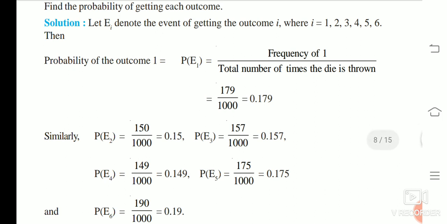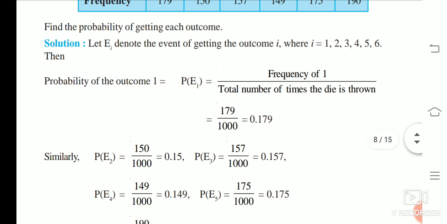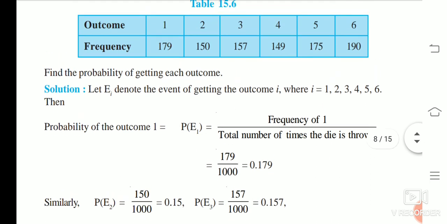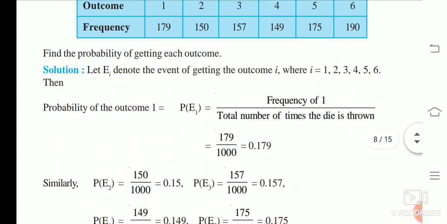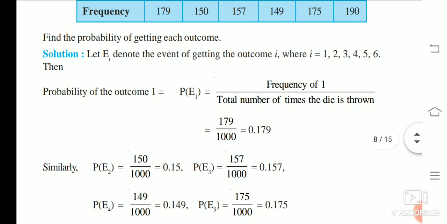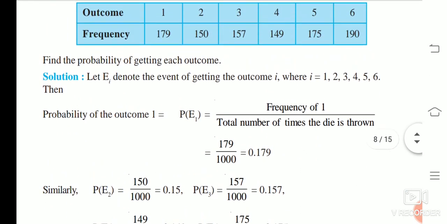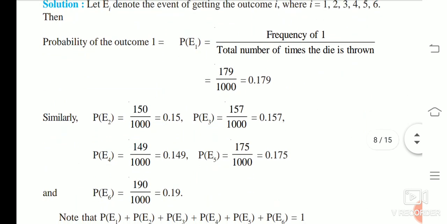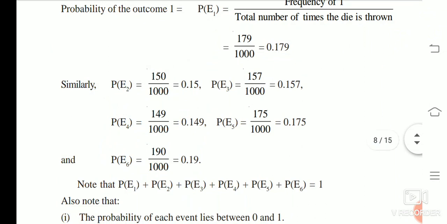Now similarly probability of E2 equal to number of 2 occurs 150 times, so 150 divided by 1000. Number of 3 occurs 157, so 157 divided by 1000, right, in decimal form. Now probability of E4, 149 times, 149 divided by 1000. Probability of E5, 175 divided by 1000. Probability of 6, 190, that is 190 divided by 1000, 0.19.